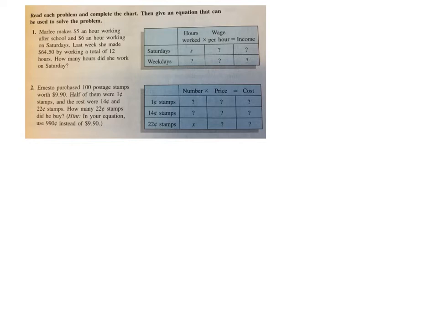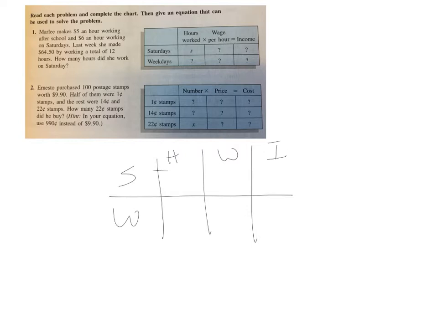problem. In number 1, Marley makes $5 an hour working after school and $6 an hour working on Saturdays. Last week she made $64.50, working a total of 12 hours. How many hours did she work on Saturday? So they've already put in this variable S for us on Saturdays. So if we were to make our table, I would start with Saturdays and weekdays as my rows, and my columns would be hours, wage, and income.